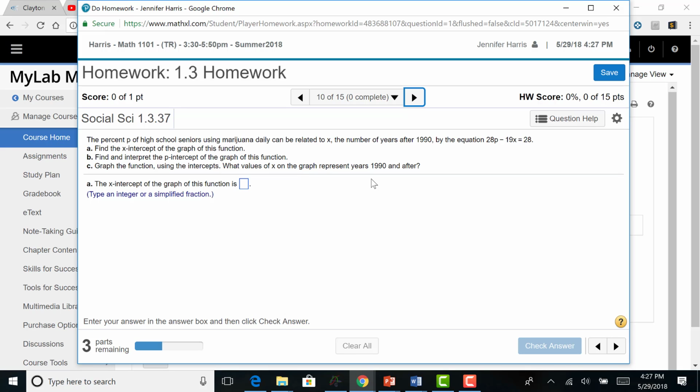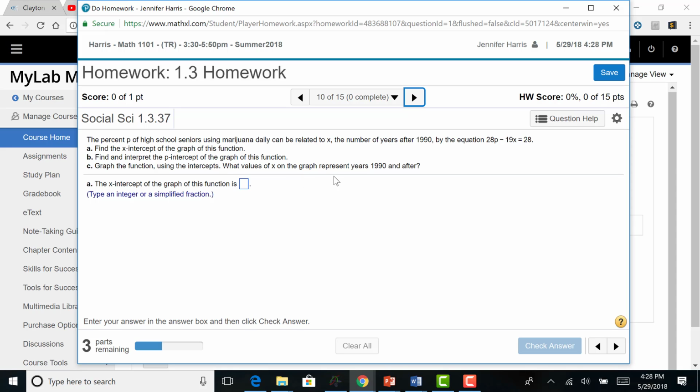Okay, the percentage of high school seniors, everybody has this type of problem. Your numbers might be different, your equation might be different. The percentage of high school seniors using marijuana daily can be related to x, and x is the number of years after 1990. Does that mean people weren't smoking marijuana before 1990? No, that isn't what it means. By the equation, you have 28p minus 19x equals 28. Find and interpret the p-intercept and then graph it.